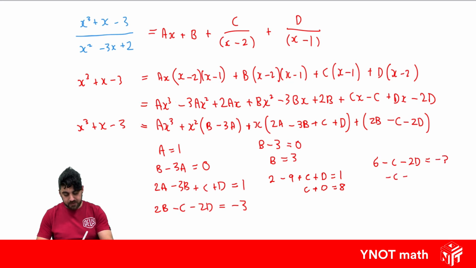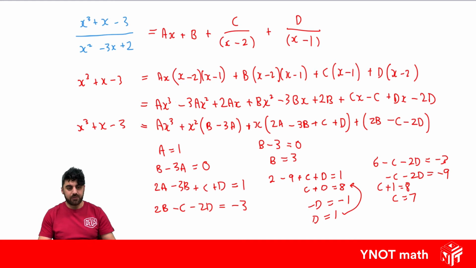Take the minus 6 to the other side, and we get minus 9. Just divide everything by the negative. Actually, we don't need to do that. We'll just add the two equations together. Then the c's will cancel out, and d minus 2d is minus d, and 8 minus 9 is minus 1, and that means d is equal to 1. And we can sub that into any equation we like. We can do this one, and we'll get c plus 1 equals 8, so c has to equal 7.